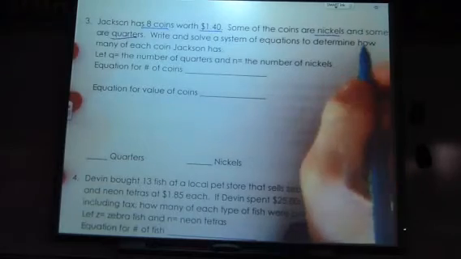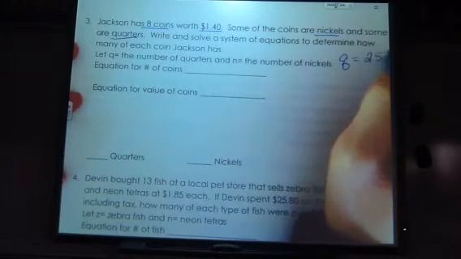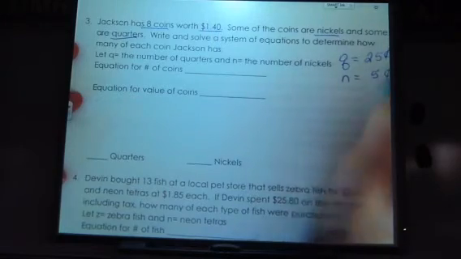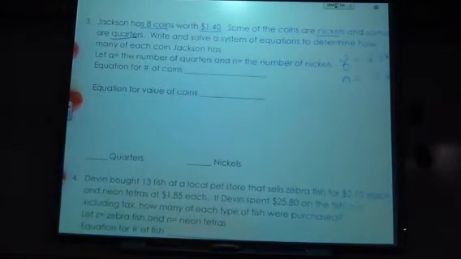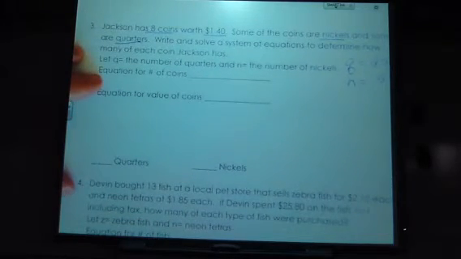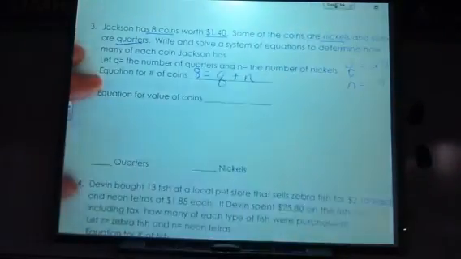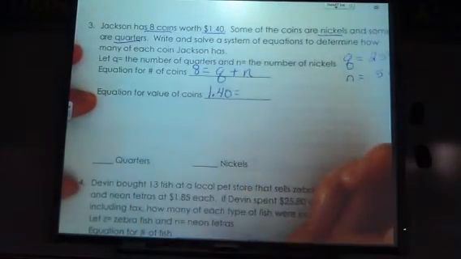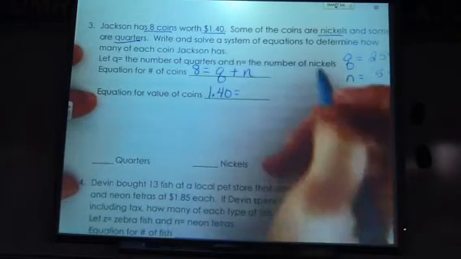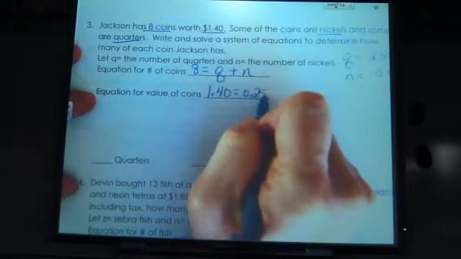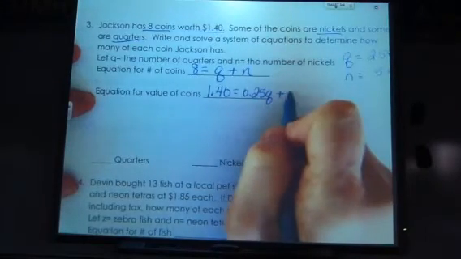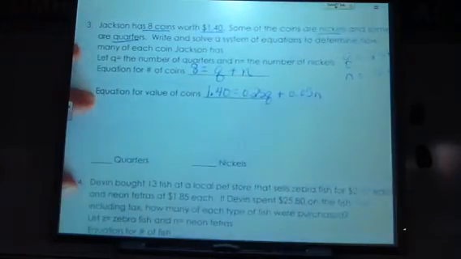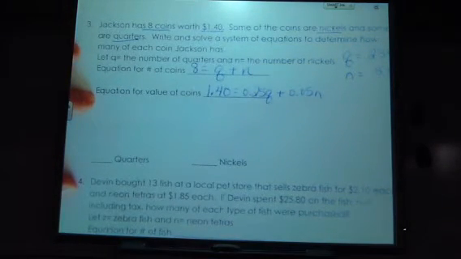So, let's let Q equal the quarter and N equal the nickel. Equation of number of coins, where there's a total of 8 coins, and we don't know how many quarters or nickels we have. Write the equation of the value of the coins, okay? Well, the value is worth $1.40. So, we have 25 cents times the quarter, 5 cents times the nickel, how many nickels you have, will give us $1.40.